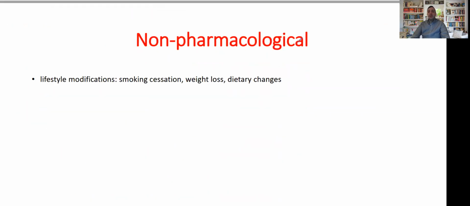So here we have non-pharmacological. Non-pharmacological is lifestyle modification. Our patient in our scenario is a heavy smoker, so smoking cessation is very important. Weight loss: our patient is morbidly obese, so weight loss and dietary changes. All of these are non-pharmacological.